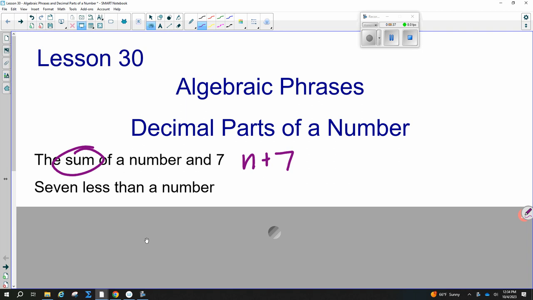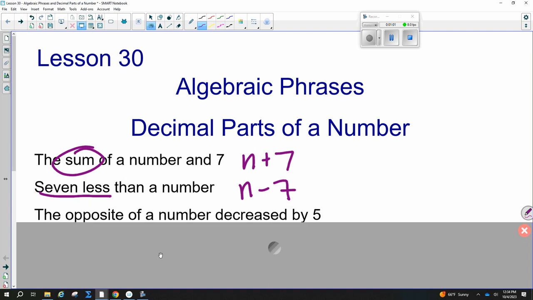All right. Seven less than a number. Liv, what do you think? Seven. Great job. So be careful that you do the seven after the number. So this less than, it doesn't go in order of the English. Less than always goes after. Okay. Seven less than a number is n minus seven. Don't get that one mixed up, okay? Do it after the variable.